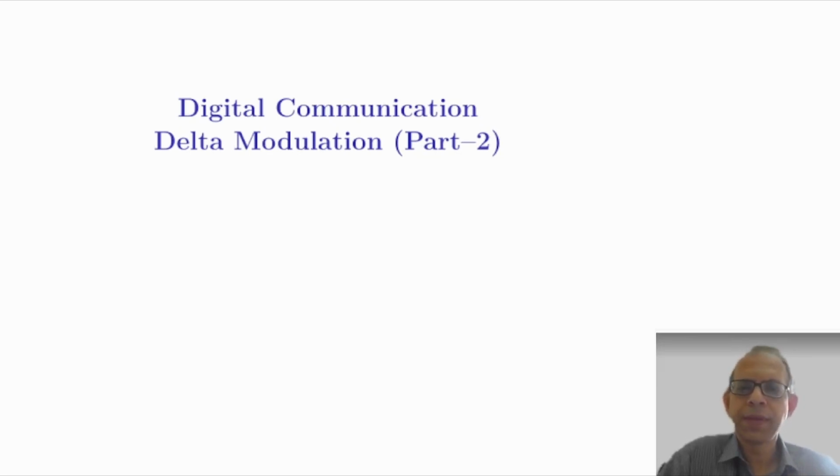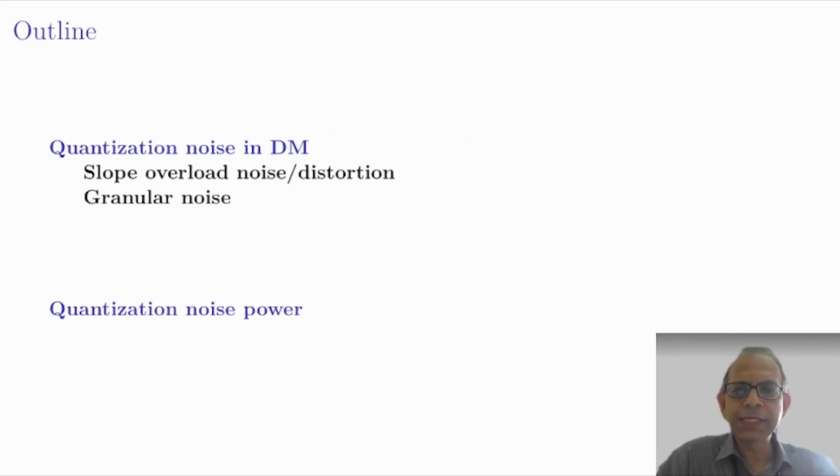Hello friends, let us continue discussing delta modulation. In the previous lecture, we saw that delta modulation is 1-bit quantization and it leads to a very simple implementation and much lower bit rate. But those advantages do not come for free. There is a cost involved, and the cost is in terms of quantization noise. In this lecture, we'll talk about the quantization noise in a delta modulator.